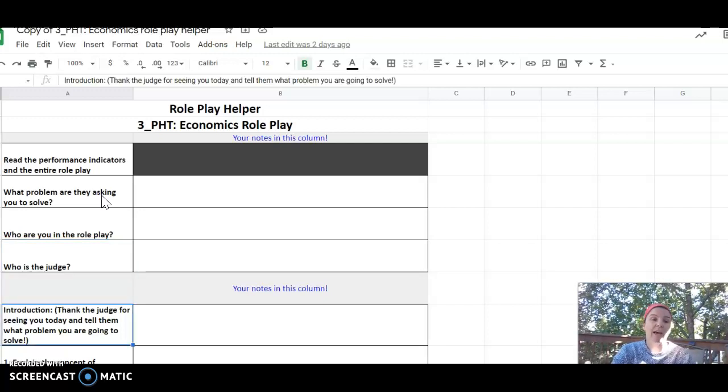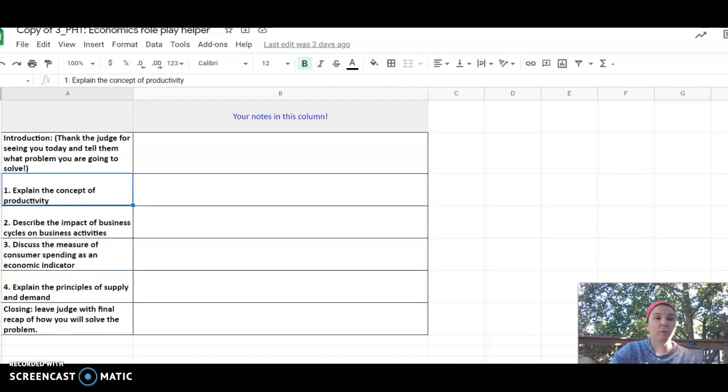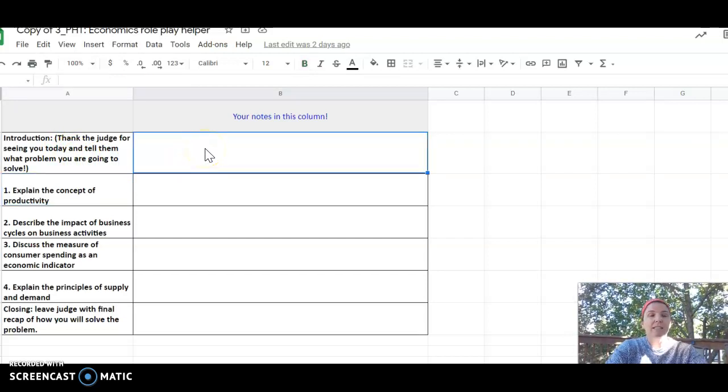A little bit lower, we get into the sections that we should fill out when we complete our role play. We've got 4 performance indicators, but just like any time you meet somebody or have a meeting, you don't just jump right into something, right? You're always going to start out with a little bit of an introduction. Right up here, it says introduction, and it gives you a couple of notes. You want to thank the judge for seeing you today and tell them what problem you're going to solve. All you have to do is, in this table to the right, put your answer right over here.